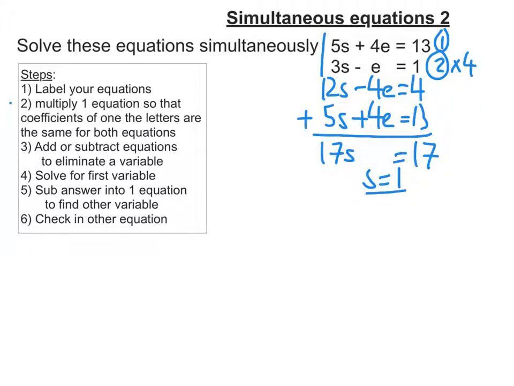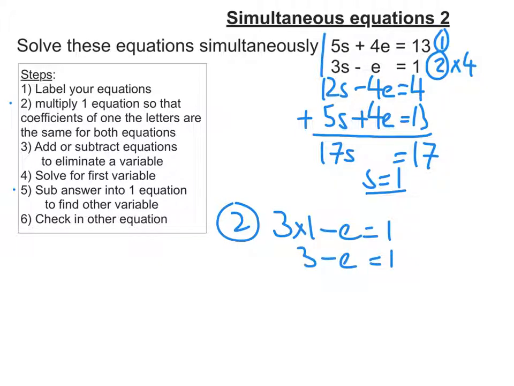So we're now up to step 5, sub answer into the other equation. So let's sub that into equation 2. So s equals 1, so that's going to be 3s, so 3 times 1 minus e is equal to 1. So that's 3 take away e is equal to 1. So let's take away 3 from both sides, and I'm left with minus e is equal to minus 2. Times everything by negative 1, we get e equals 2.